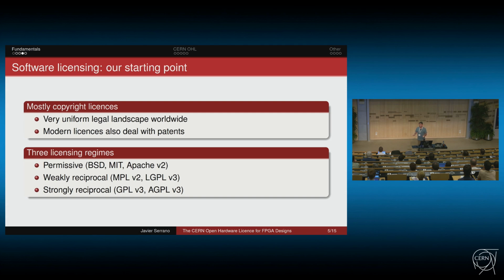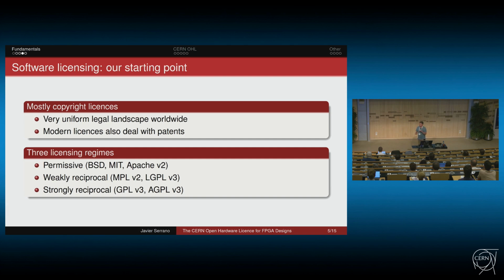Big exponents in the software world of permissive licenses are BSD, MIT, and Apache v2. Apache v2 is the one we recommend at CERN for permissive projects because it has a patent license. BSD and MIT were drafted before patents became a thing in software.